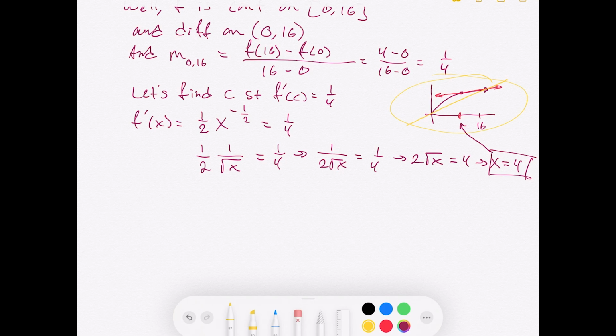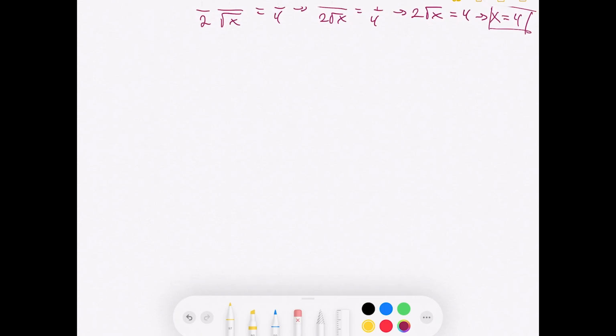And I do have one other question that I thought we should look at. This is from my homework set, number 7. Let me just jot down some quick details of the problem.